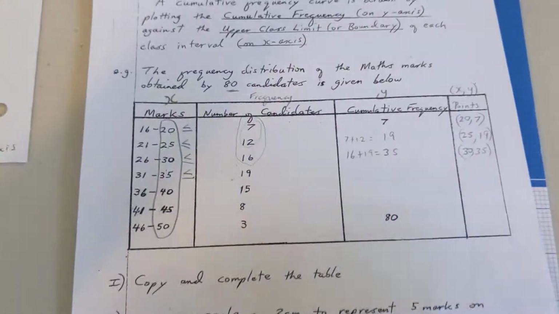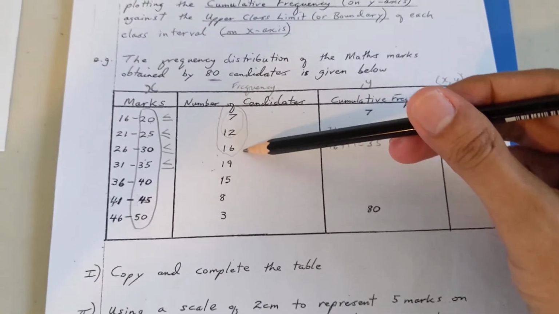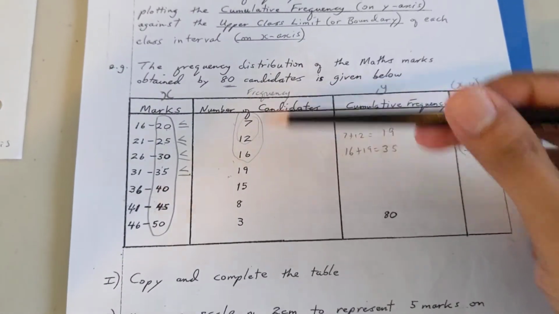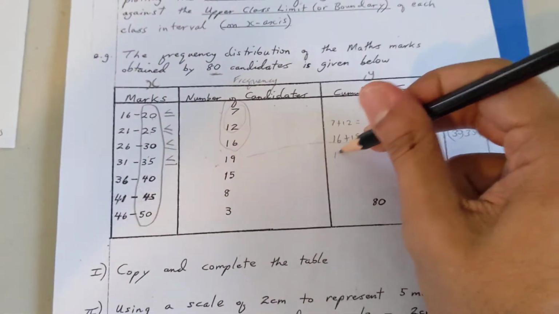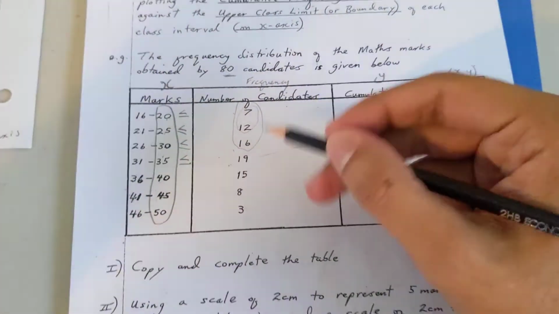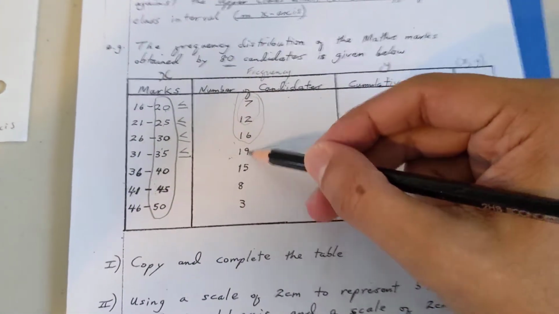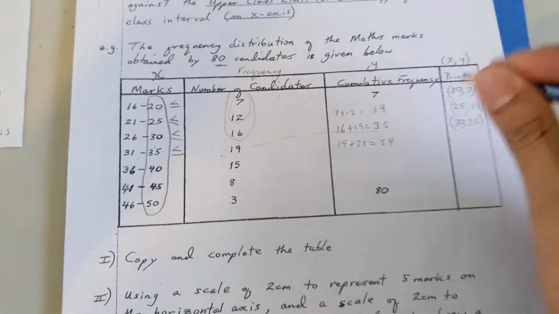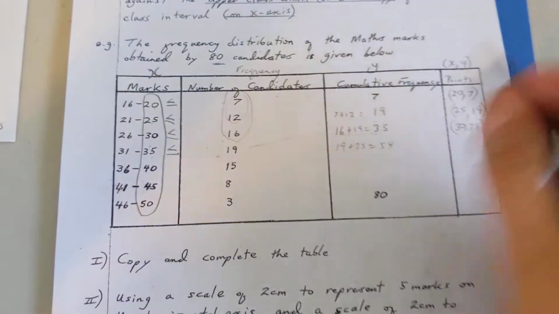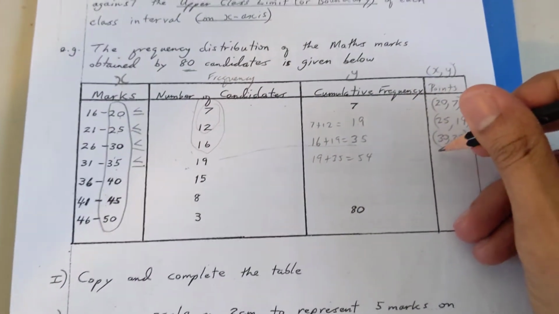So how many people scored less than 35? So again, all of this is already adding up to 35. So I have 19 now. So I'm going to add 35 and 19. Or in other words, I'm adding up all of these. That'll take a little longer, but you can still add up all of them. But this way will be shorter. I get 54. So my next point will be 35, 54 to plot on my graph.